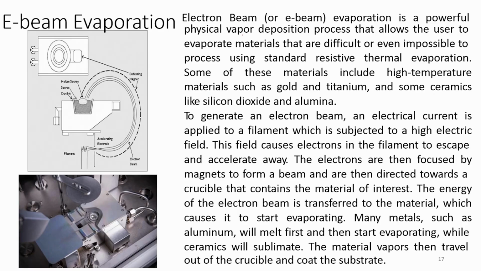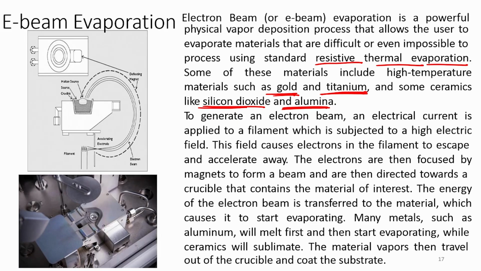Now let us see here. Electron beam evaporation is a powerful physical vapor deposition process that allows the user to evaporate materials that are difficult or even impossible to process using standard resistive thermal evaporation. Some of these materials include high temperature materials such as gold, titanium, and some ceramics like silicon dioxide and alumina, which we can deposit very easily using E beam evaporation.